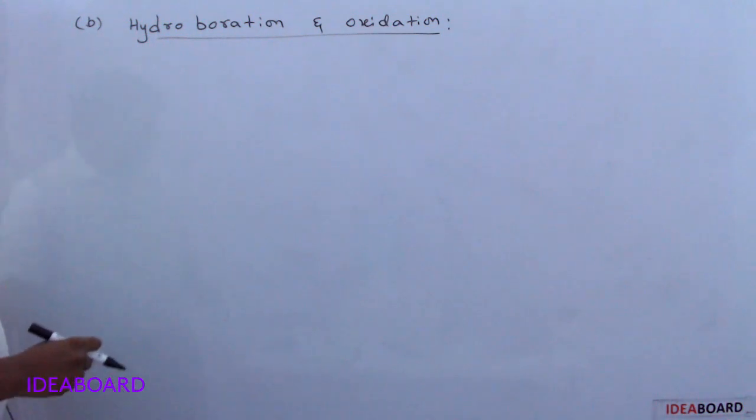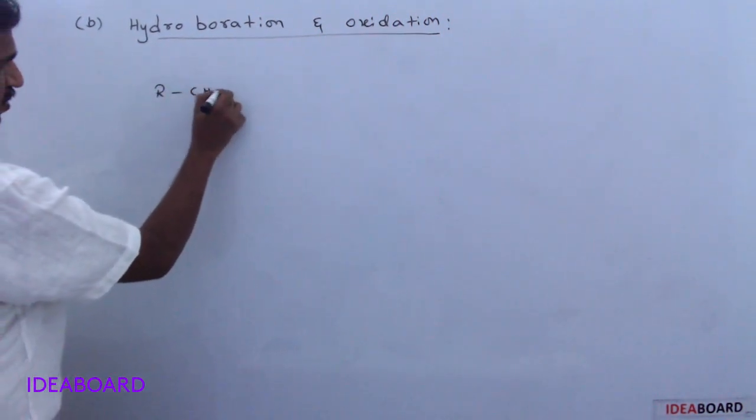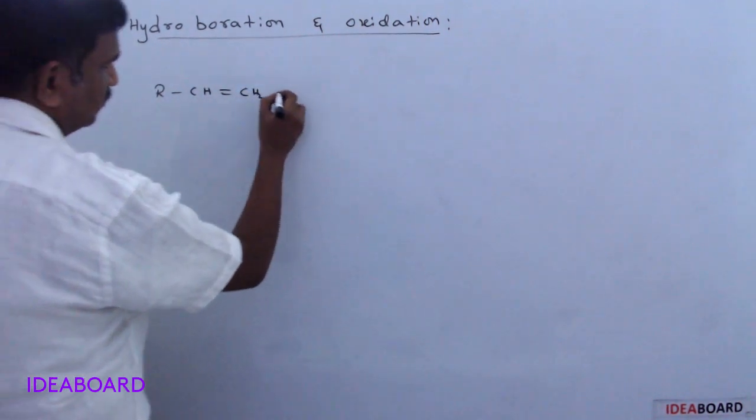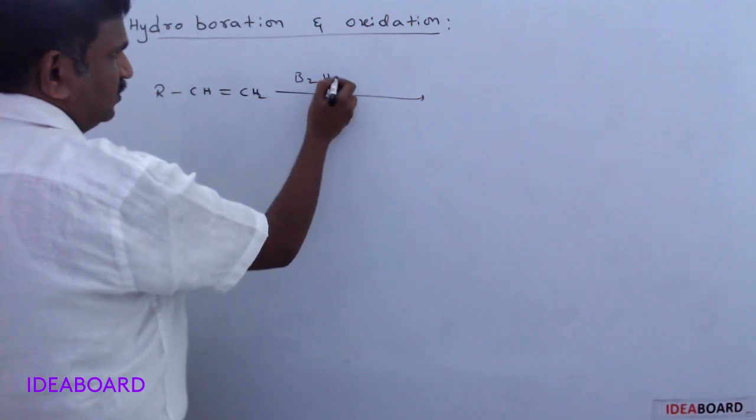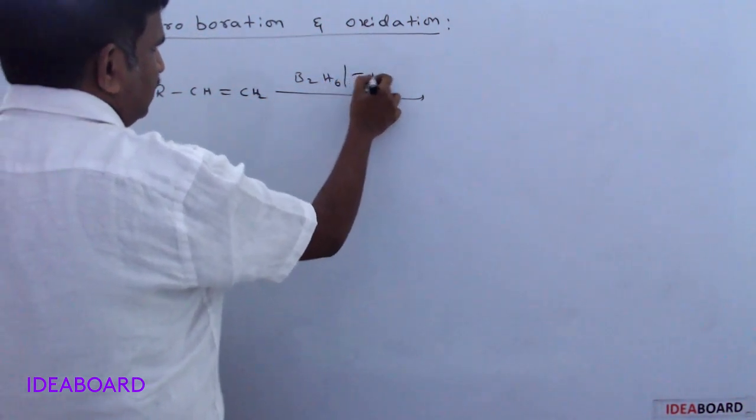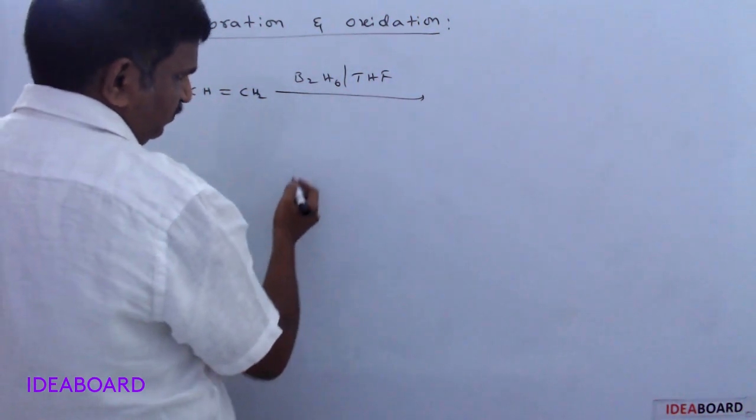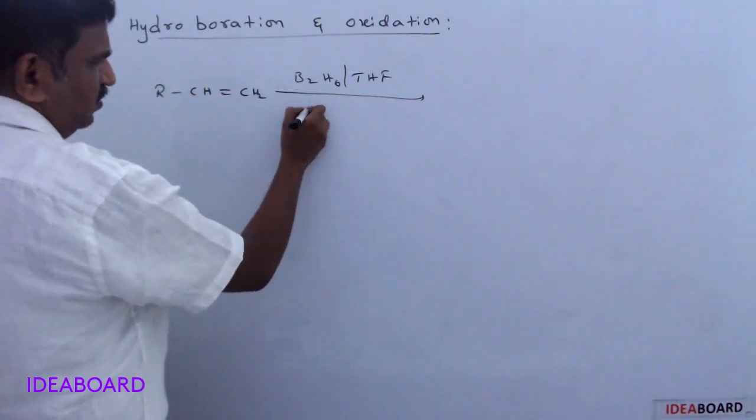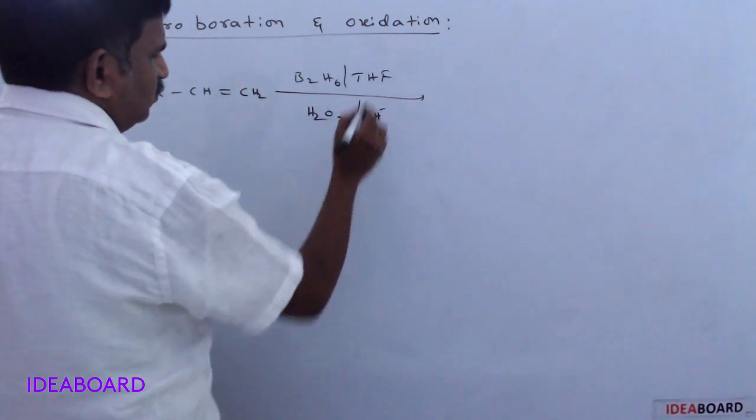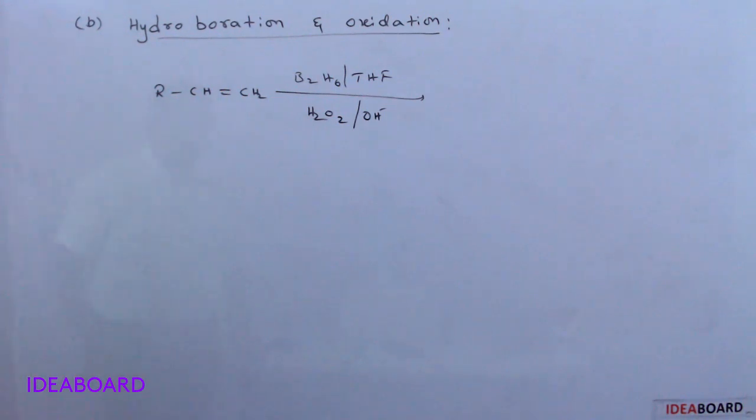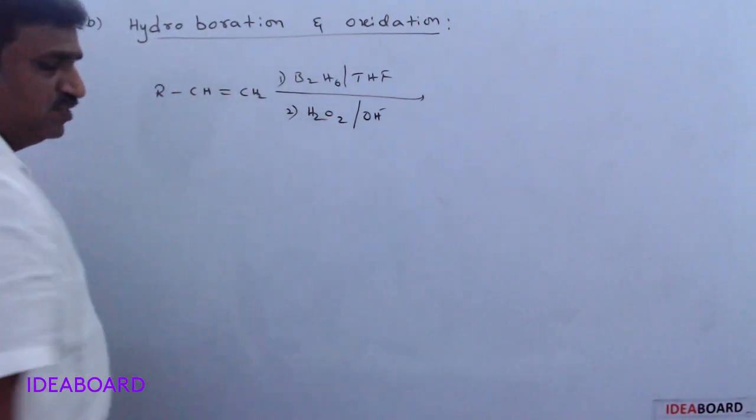In this process, mainly we are taking an alkene, RCH double bond CH2. To this we are adding B2H6 in the presence of a THF solvent. THF means tetrahydrofuran; I will explain later. And the second part is oxidation, H2O2 in the presence of alkali. So the first part is hydroboration, and the second part is oxidation.